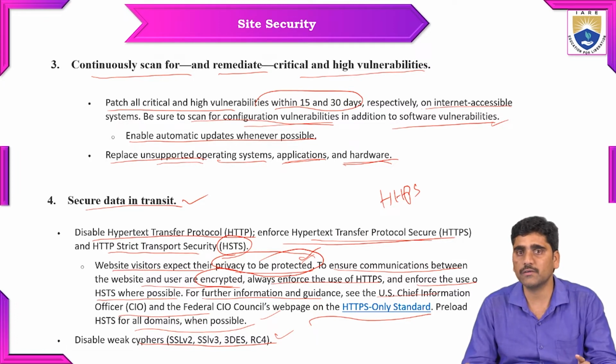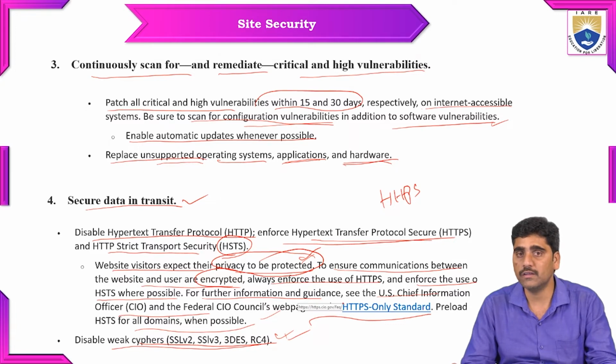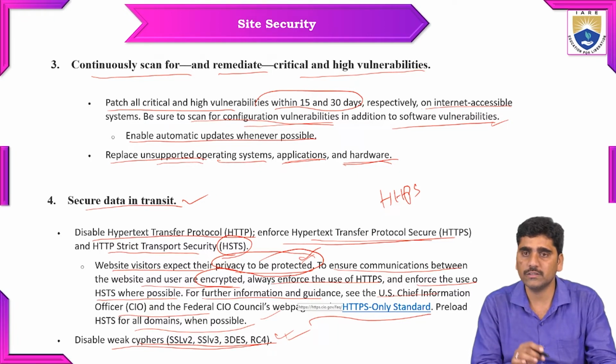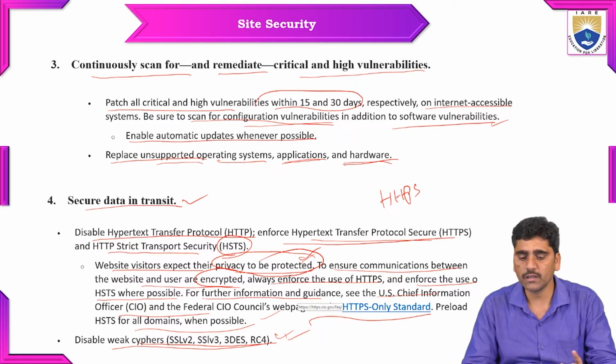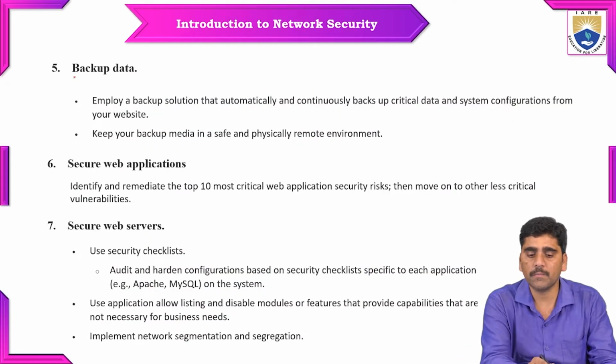We are always looking to make sure that the privacy of whoever visits the website is protected first of all. To protect their privacy, we have to ensure that communication between the website and the user is encrypted. For that purpose, we disable weak ciphers also. If strong ciphers are not there, then the privacy of the user is not protected. So to protect website user privacy, disable weak ciphers. And next one, taking backup of data.